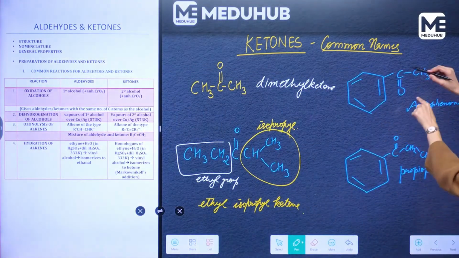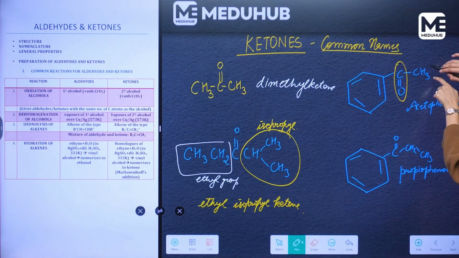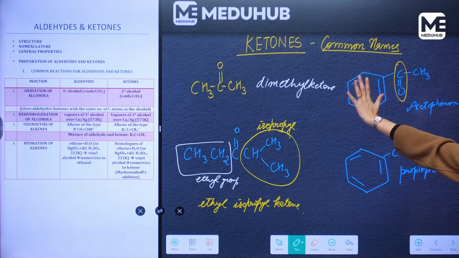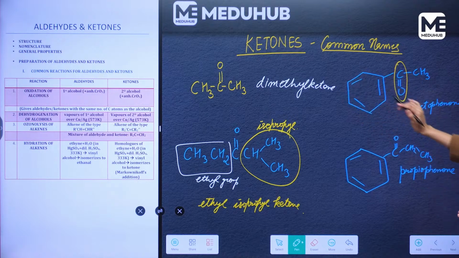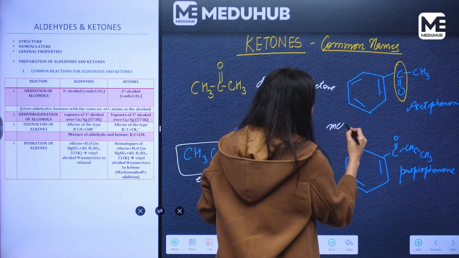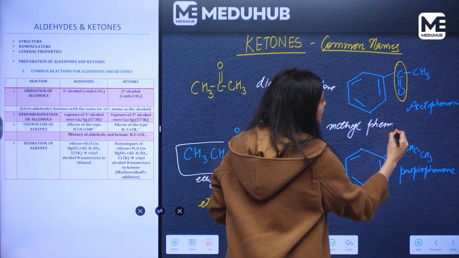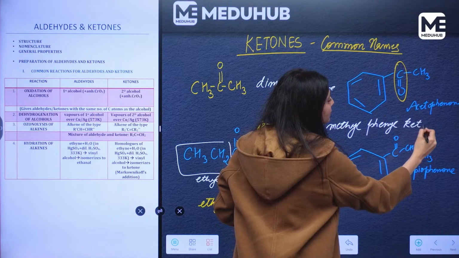Coming here, this is the carbonyl group. On one side it is flanked by a methyl group. On the other side it has a phenyl group. This is also called acetophenone, but the other common name of this would be methyl phenyl ketone.